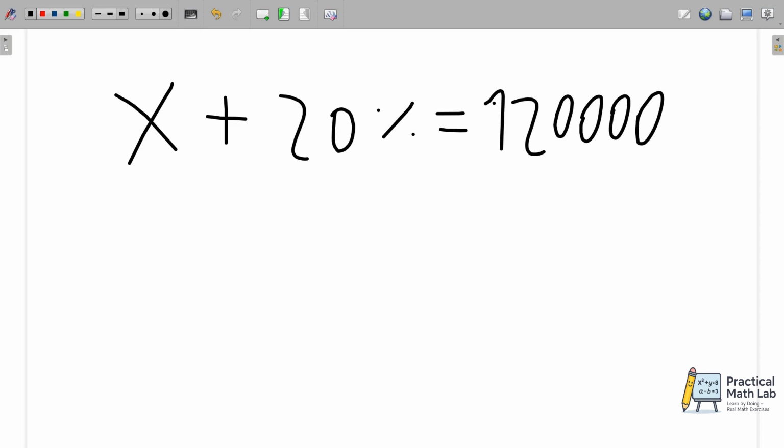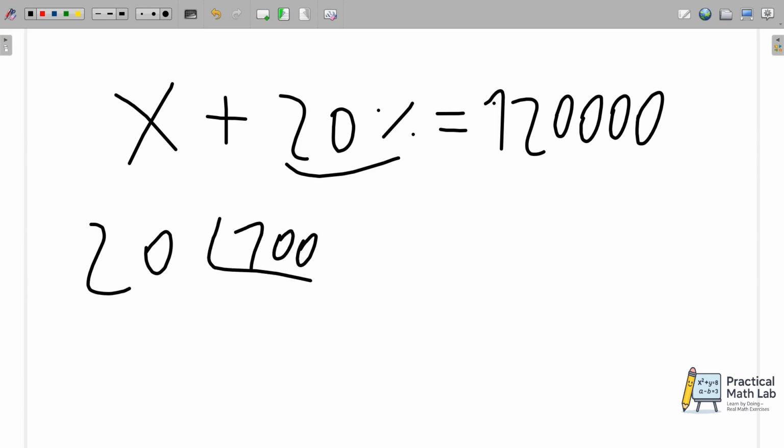First, let's turn that percentage into a decimal number. How do we make that conversion? 20% is 20 divided by 100. Do we really need to do that calculation? No way. When we divide a number by a multiple of 10, we just need to move the decimal point to the left. The number of places we move is the number of zeros we have.